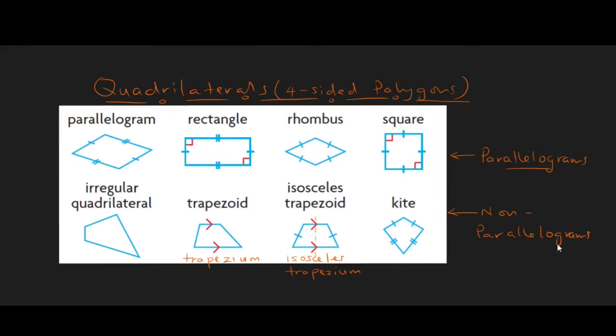In the non-parallelogram group, we have the irregular quadrilateral, trapezoid, isosceles trapezoid, and then the kite. Let us note that trapezoid and trapezium both refer to the same quadrilateral, and also isosceles trapezoid and isosceles trapezium also refer to the same quadrilateral. Each special quadrilateral has its own sets of properties, some similar to other quadrilaterals and some entirely different.